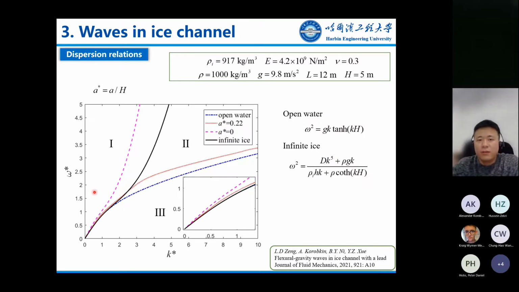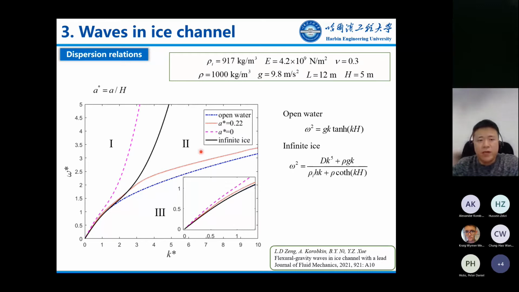Here we make a comparison to demonstrate the effect of the open water lead on the dispersion relations. The dashed line here represents the dispersion relation with width of the lead equal to 0. The dotted line represents the dispersion relation with width of the lead equal to 1.1 meter. The solid line represents the dispersion relation of an infinite ice sheet. The dispersion relation is calculated by this equation. The dash-dotted line represents the dispersion relation of open water. It is calculated by this equation.